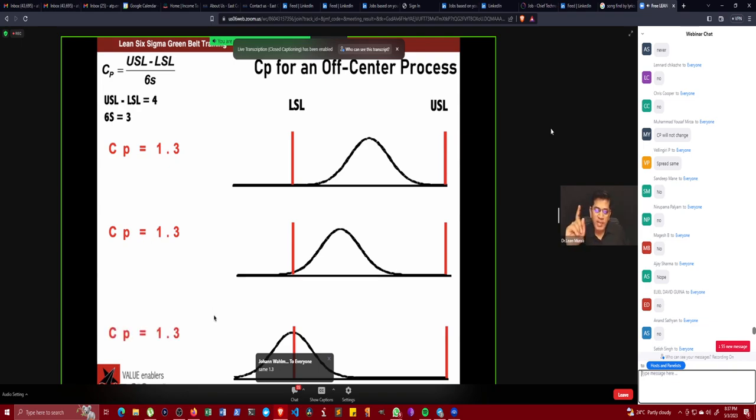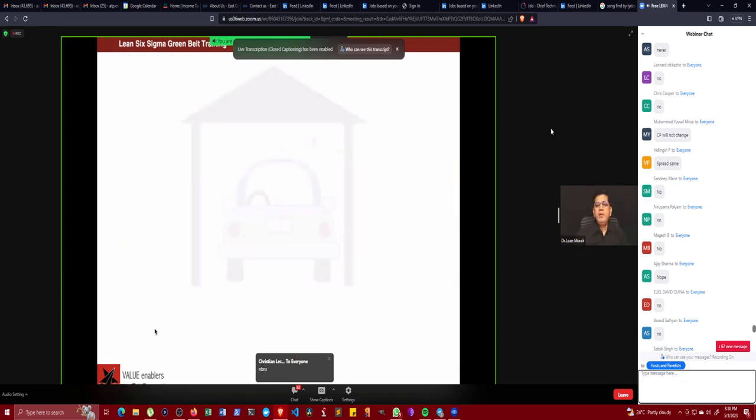So CP is not a good indicator. It is necessary, but not sufficient. Can you please write in your notebook, necessary but not sufficient. Now, there must be some factor which will take care of this shift. Let me get into the detail.